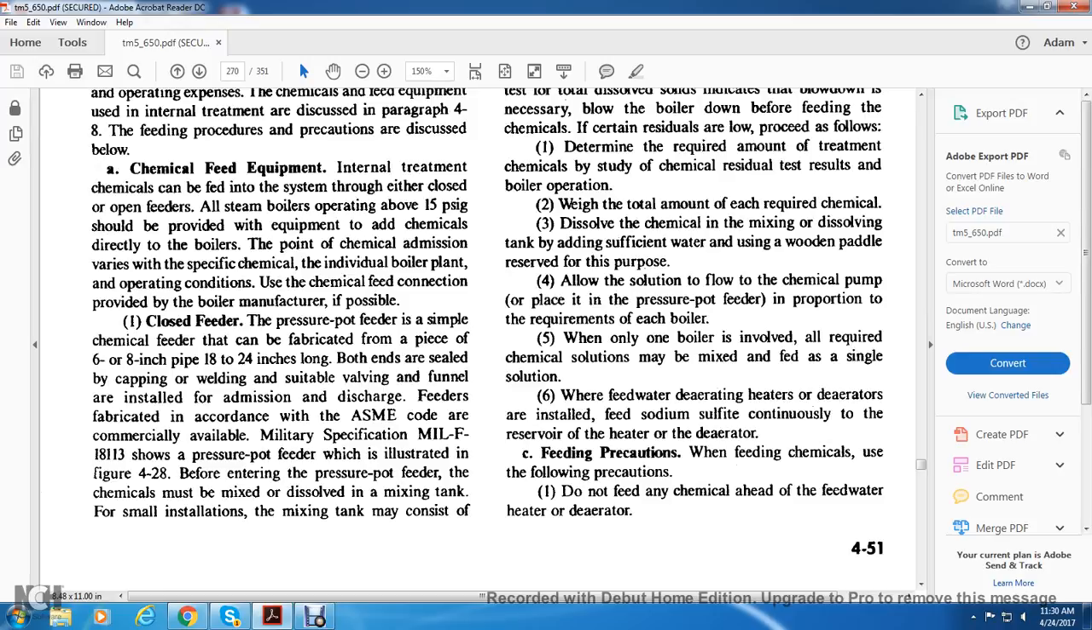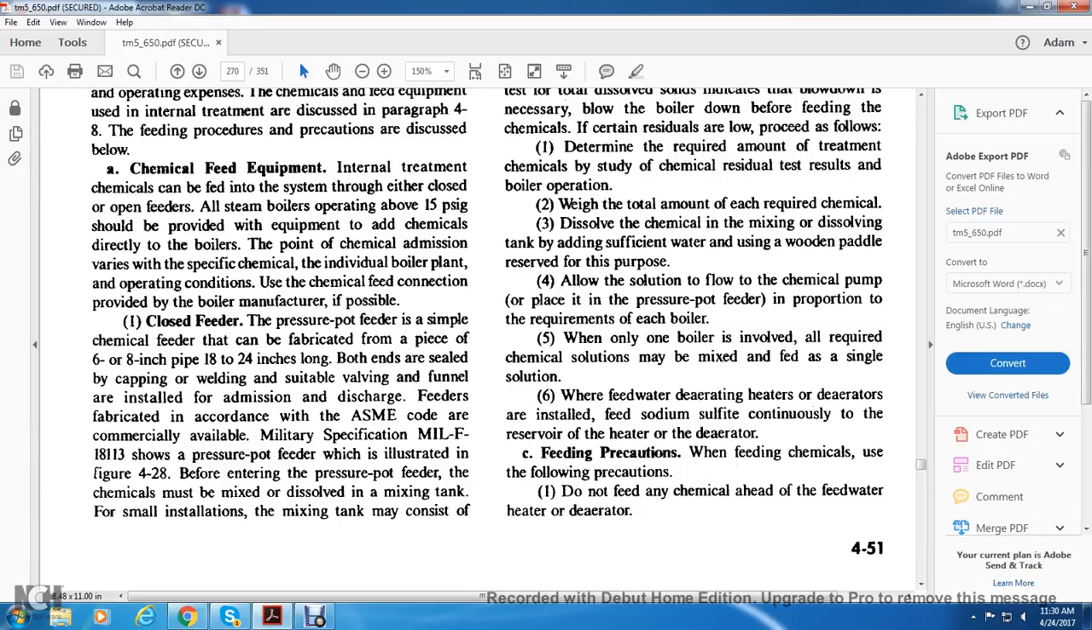1. The closed feeder. The pressure pot feeder is a simple chemical feeder that can be fabricated from a piece of 6 by 8 inch pipe, 18 to 24 inches long, with both ends sealed with a cap by welding. Suitable valves with funnel heads are installed. Feeders fabricated in accordance with the American Standard Mechanical Engineering Code are commercially available under military specification MIL-F-18113. A pressure pot feeder is illustrated in figure 428.